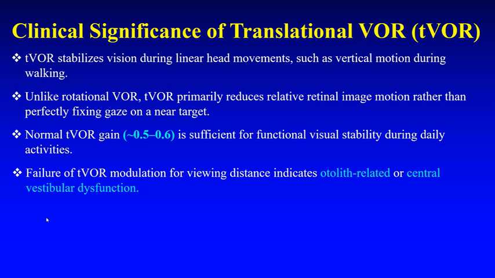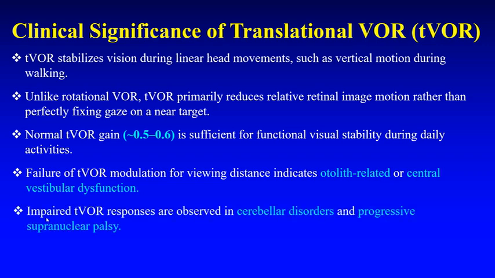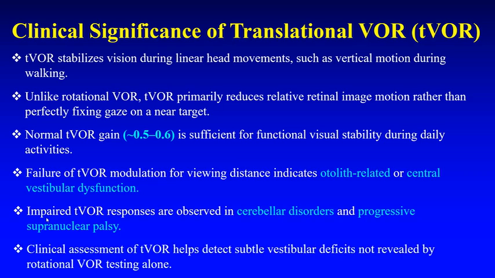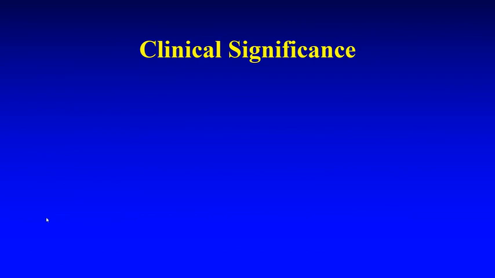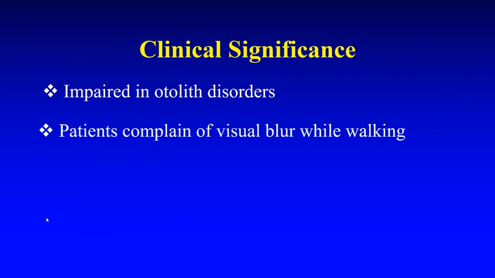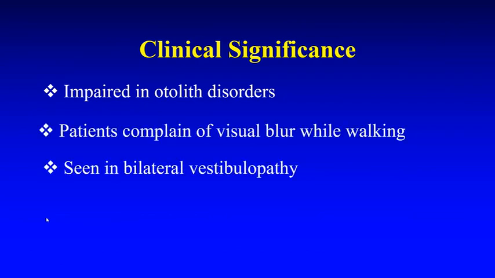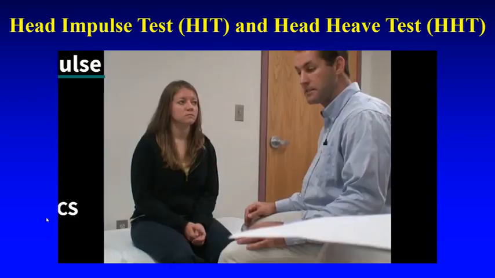activities. Failure of tVOR modulation for viewing distance indicates otolith related or central vestibular dysfunction. Impaired tVOR responses are observed in cerebellar disorders and progressive supranuclear palsy. Clinical assessment of tVOR helps detect subtle vestibular deficits not revealed by rotational or angular VOR testing alone. Clinical significance: impaired in otolith disorders. Patients complain of visual blur while walking, seen in bilateral vestibulopathy as well.